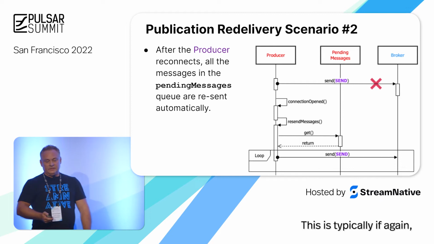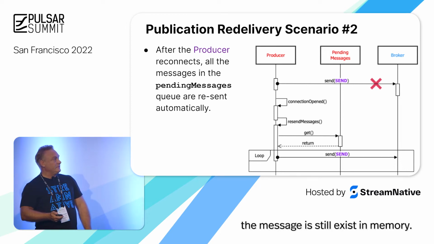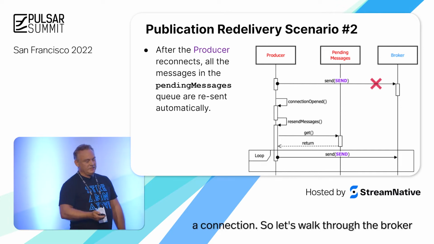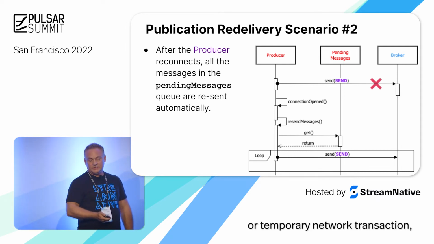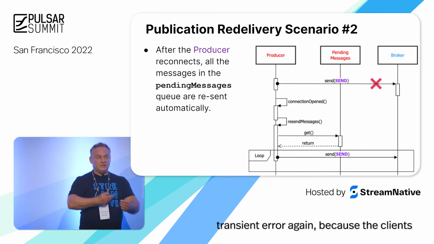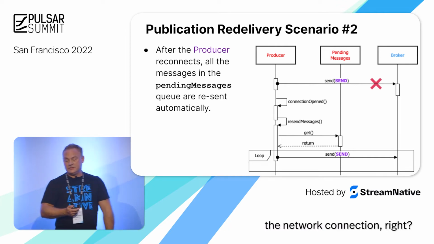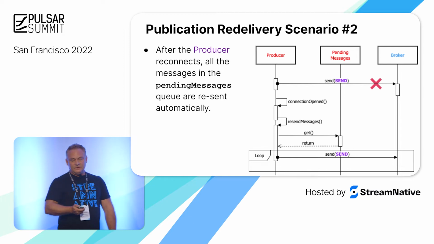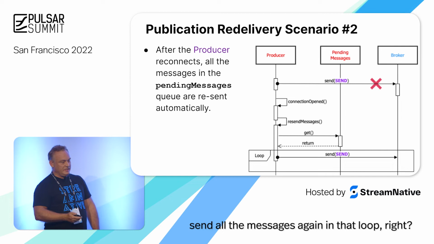This is typically, if the client-side producer is alive, if the messages still exist in memory, it will, when it attempts to reestablish a connection, walk through the broker reassignment scenario or temporary transient network error, again, because the clients automatically try to reconnect to reestablish the network connection, right? So eventually, let's say it eventually succeeds. And the first thing it does when it reconnects is to send all the messages again in that loop, right?